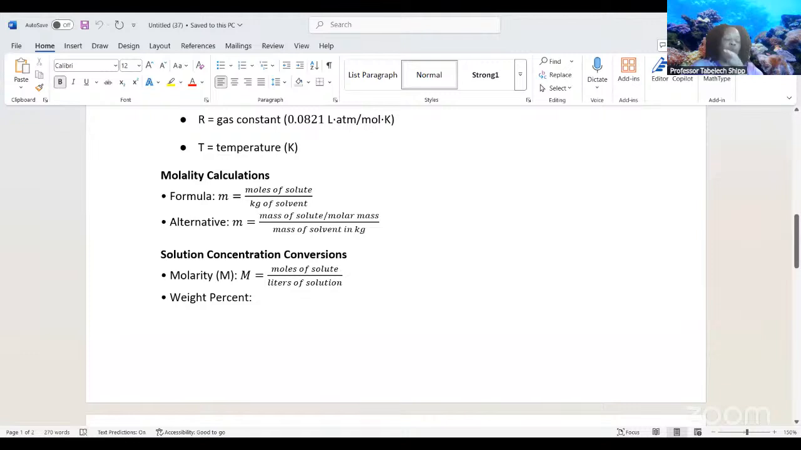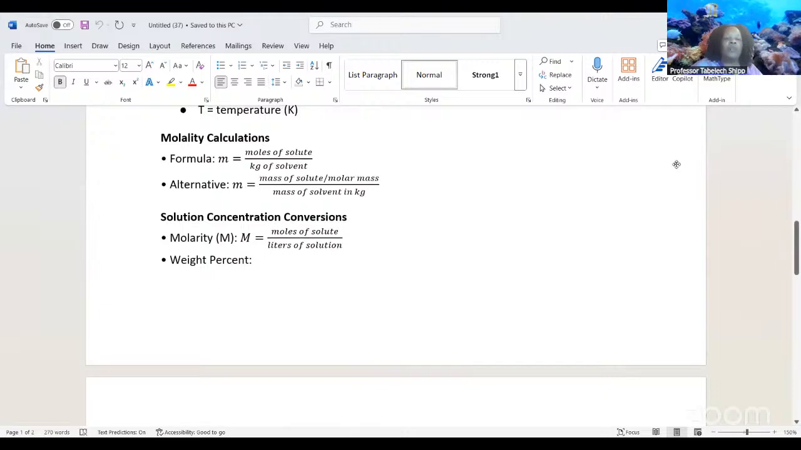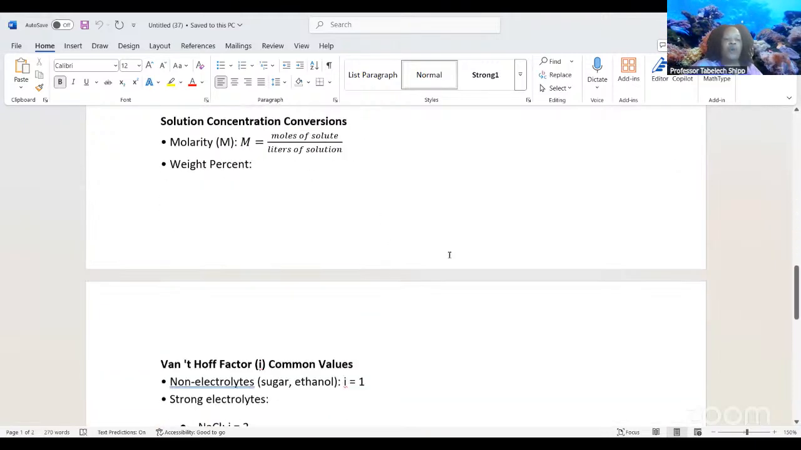So in other words, when you look at the alternative formula here, you'll notice that the moles of the solute can easily be converted by saying mass of the solute divided by the molar mass, depending on when you have to use that particular formula, okay? And then molarity. Molarity's formula is equal to moles of solute divided by the liters of the solution. Okay? So those are your main formulas here that you'll have to know.